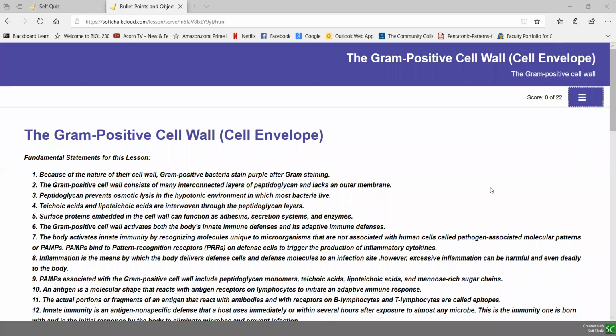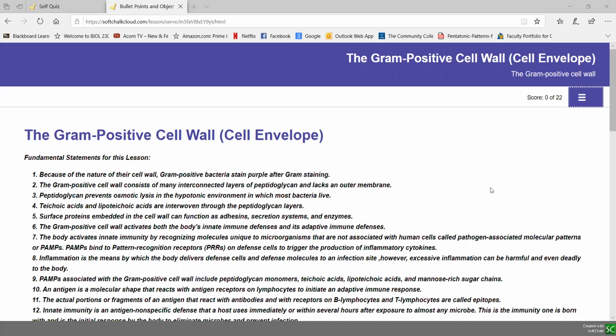In our second SoftChalk lesson of Lecture 3 in Unit 1, we're going to be looking at the gram-positive cell wall, also known as a cell envelope. And this is a little longer SoftChalk lesson because we're going to start relating these various anatomical components of bacteria, like their cell walls, to various processes we're concerned with during the course.